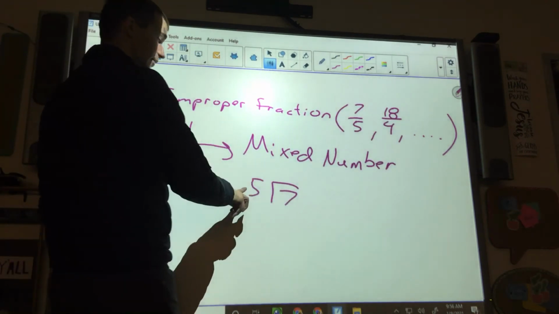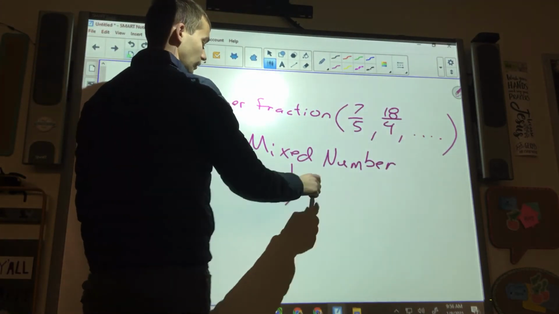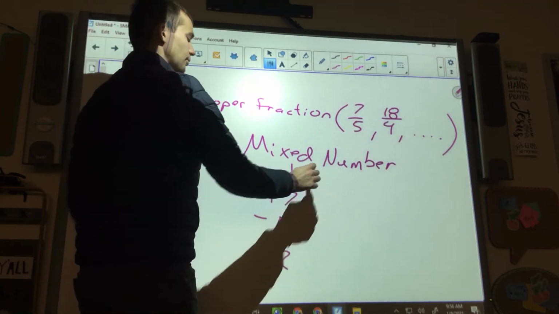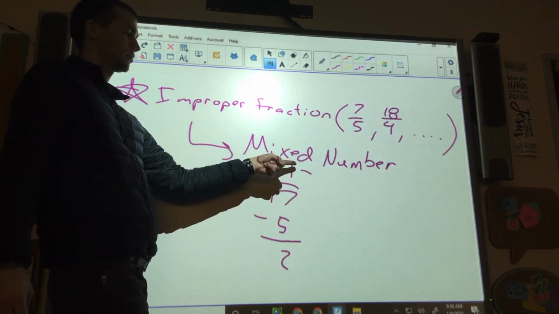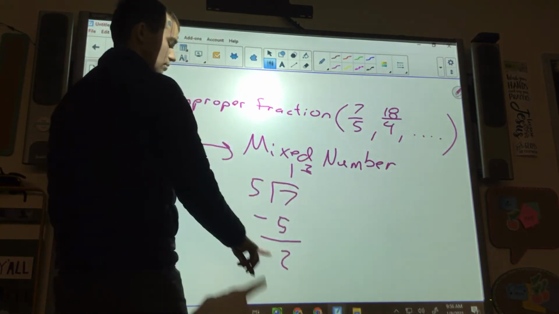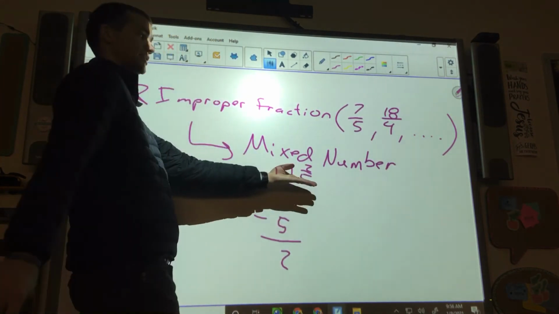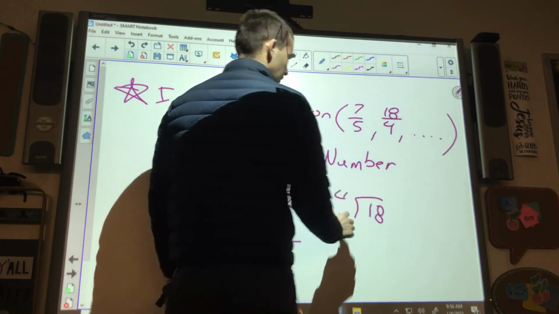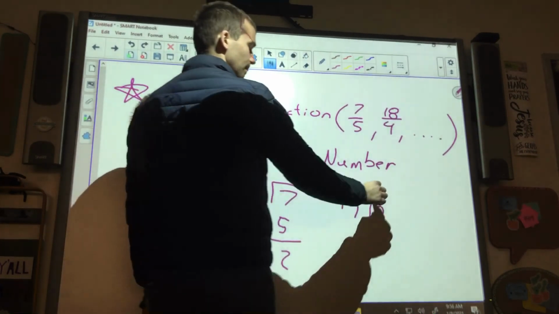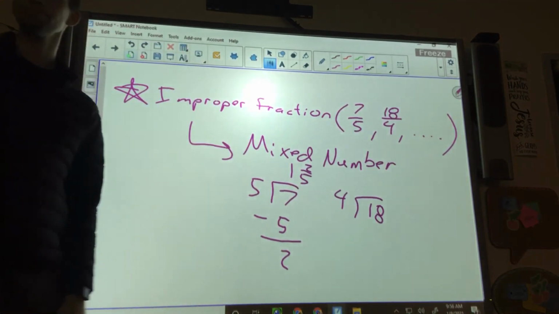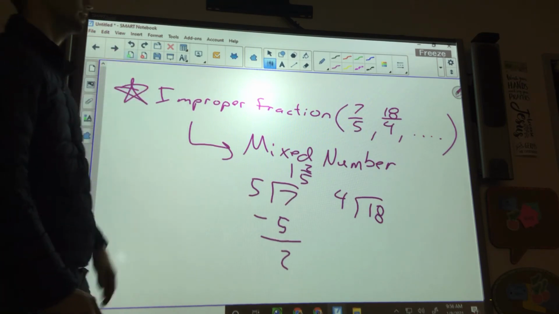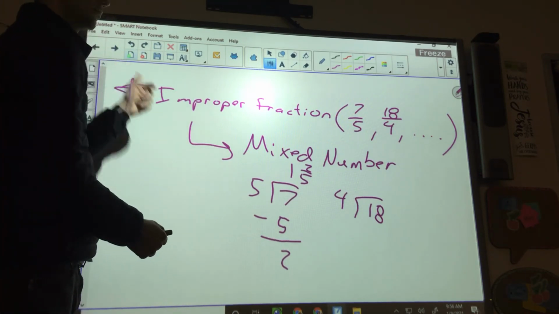7 divided by 5. 5 goes into 7 1 time. 1 times 5 is 5. What goes up here above? What goes up right here? 2. 2 over 5. That's the mixed number. 18 divided by 4. 4 goes into 18 how many times? 4 times.